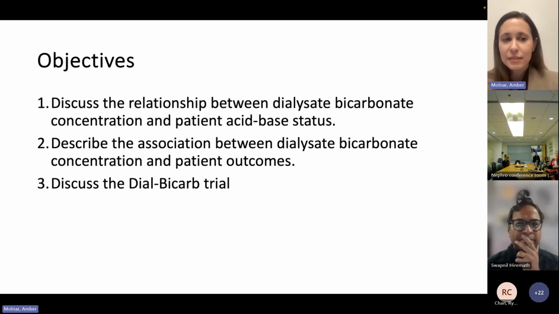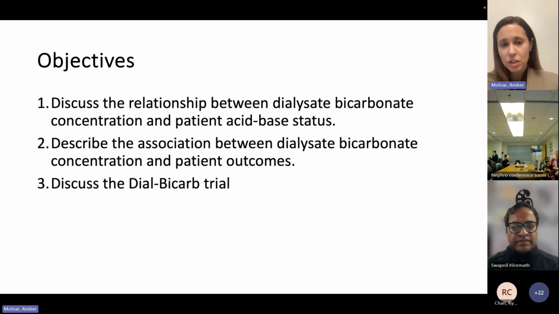So these are my objectives. I'm first going to talk about the relationship between dialysate bicarbonate concentration and patient acid-base status, followed by describing the association between dialysate bicarbonate concentration and patient outcomes. And I'll end by talking about the Dial Bicarb trial, which is a trial that we recently received funding for and hopefully will be launching within the coming months.